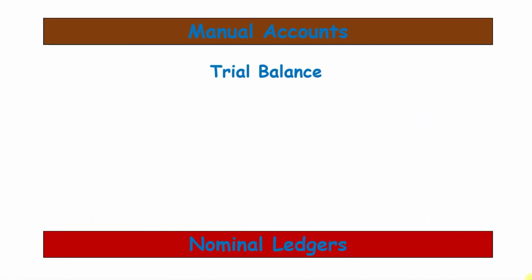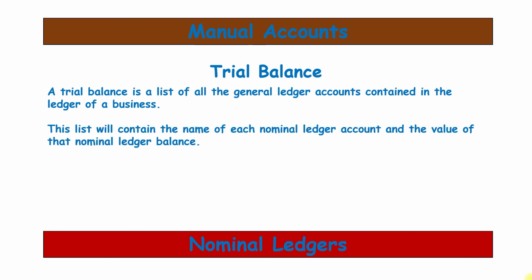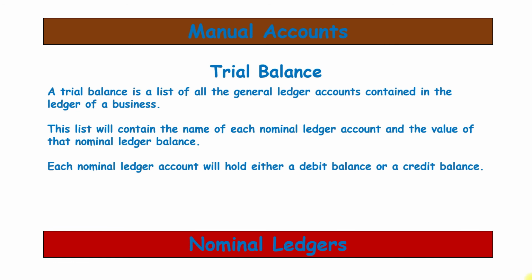And finally we get to the trial balance. A trial balance is a list of all the general ledger accounts contained in the ledger of a business. This list will contain the name of each nominal ledger account, and the value of that nominal ledger balance. Each nominal ledger account will hold either a debit balance or a credit balance. The total of the debits should equal the total of the credits.